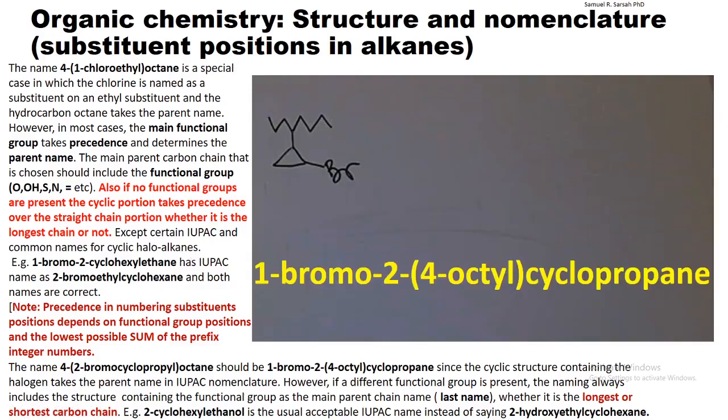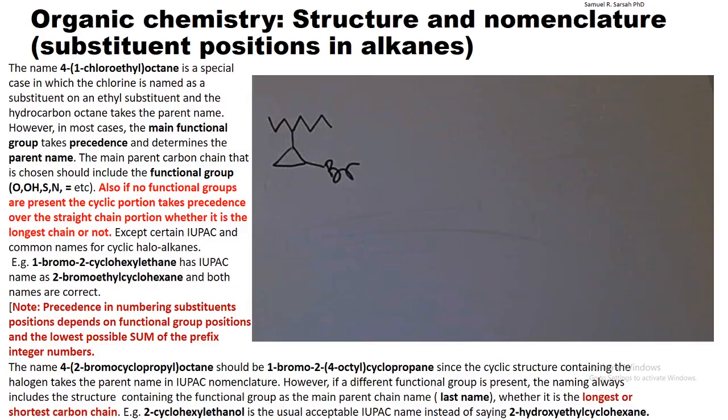The naming will be 1-bromo-2-(4-octyl)cyclopropane, because we started counting from the bromine and then went the other way. So the octane, which is now the substituent, is attached to carbon number 2 of the cyclopropane, and carbon number 4 of the octane is attached to the cyclopropane.